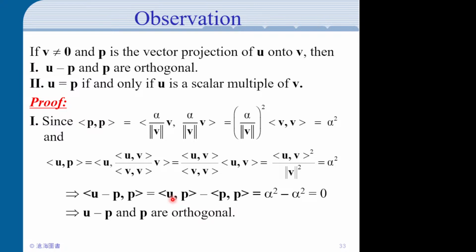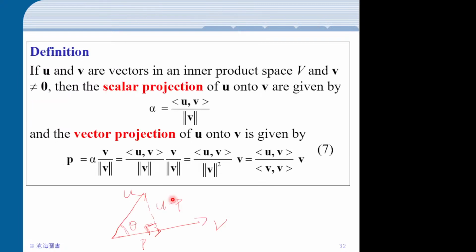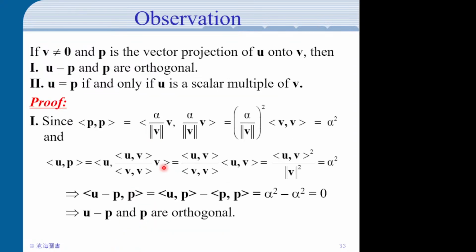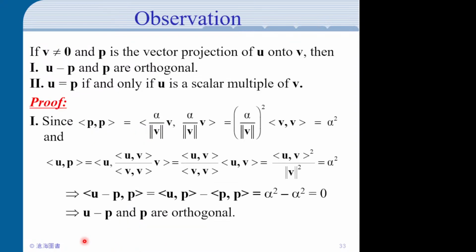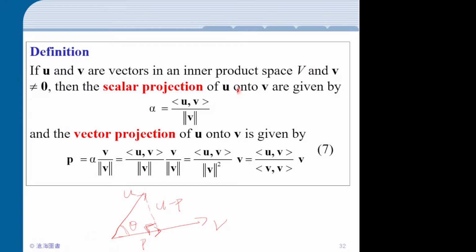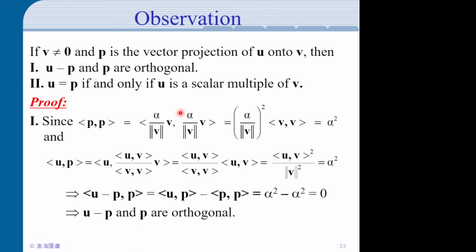And also we want to say, from this picture, that if u equals p, then u lies on this v line. So let's see the proof to make sure that the orthogonal projection is actually what we think it is. So u minus p and p are orthogonal.